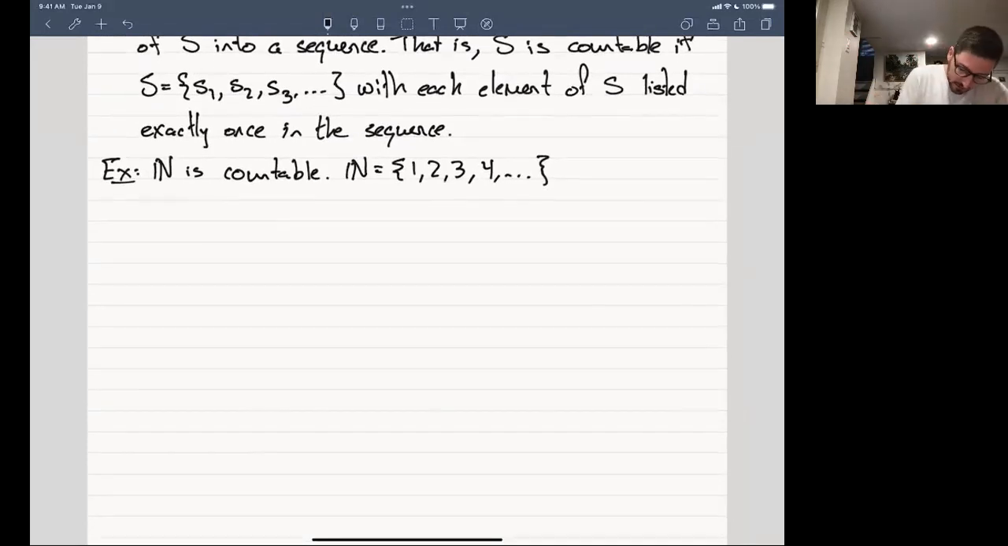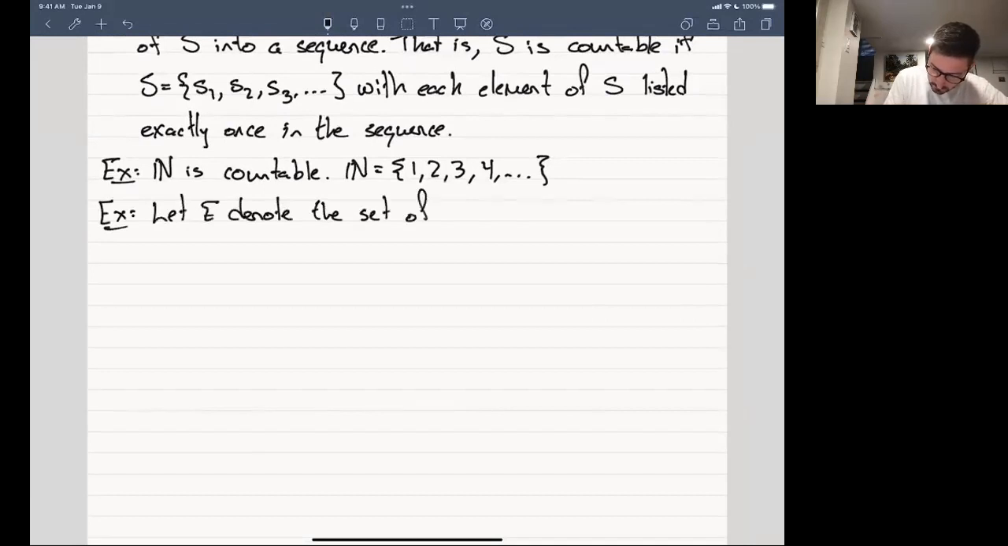Okay, then let me give you another example. How about we let E denote the set of all even natural numbers.